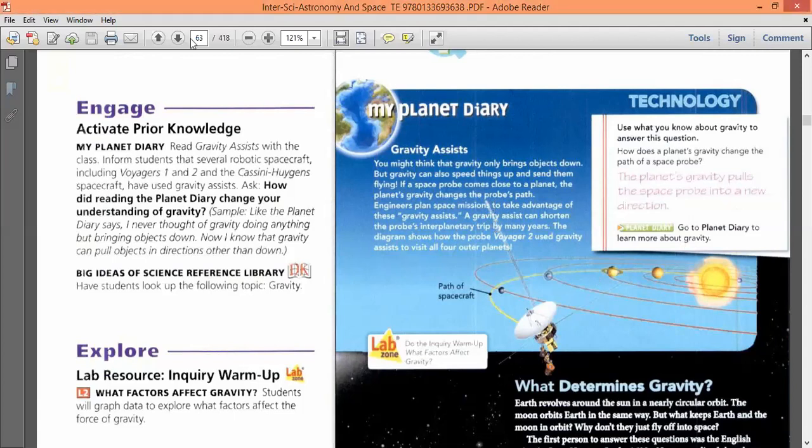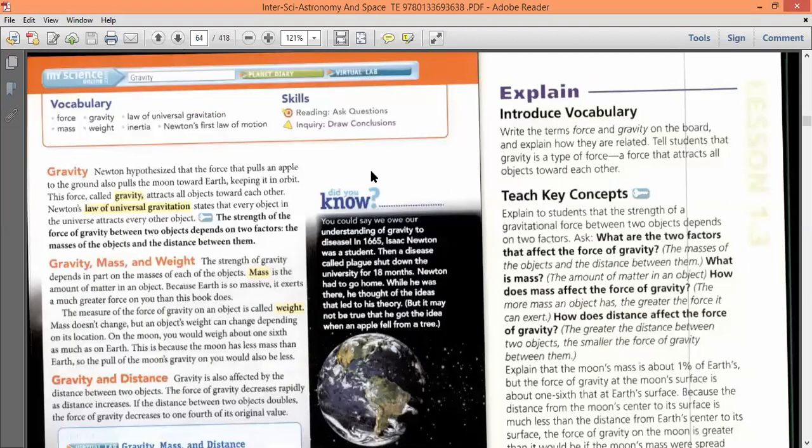Moving to the next page, what is gravity? Newton hypothesized that the force that pulls an apple to the ground also pulls the moon towards Earth, keeping it in orbit. This force is called gravity. Gravity attracts all objects towards each other. Newton's law of universal gravitation states that every object in the universe attracts every other object.